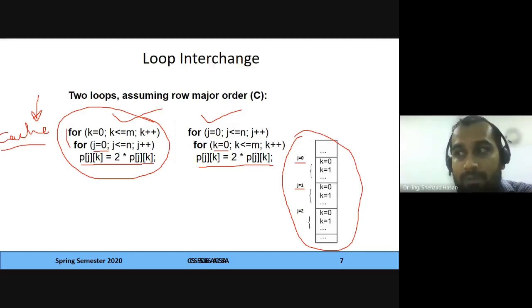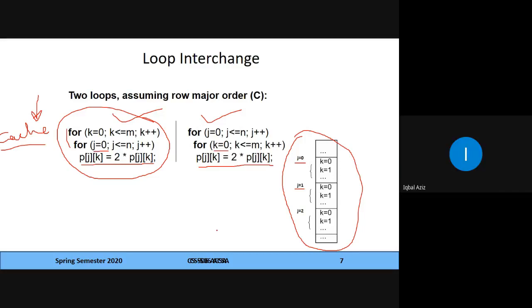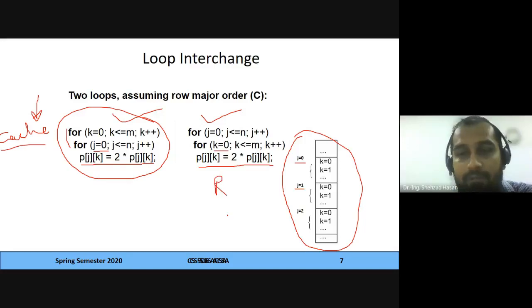So which of these two implementations is going to be better? Sir, the right one. This one here. Yes, sir. Why?